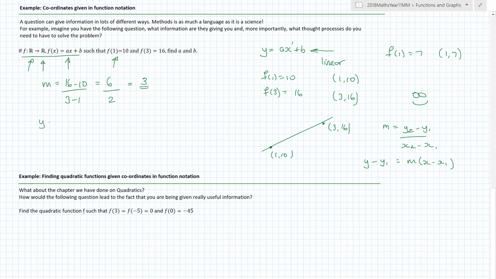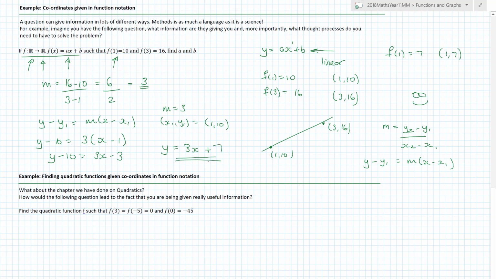So I'm going to use y minus y1 equals m(x minus x1). That helps me find the equation of a straight line when I know a gradient, which I do, and I know one point, x1, y1. Because they've given me two points to choose from, I'm going to use the point (1, 10). I could use (3, 16), it's not going to make any difference. So y minus y1, which is 10, is equal to m, which is 3, times x minus x1, which is 1. Multiply out the brackets gives me y minus 10 is equal to 3x minus 3, and add 10 to both sides gives me my final equation of y is equal to 3x plus 7.